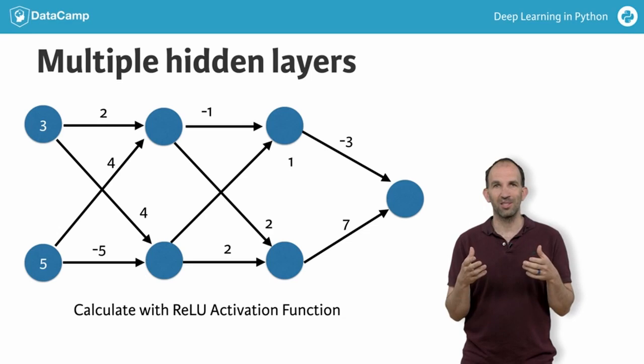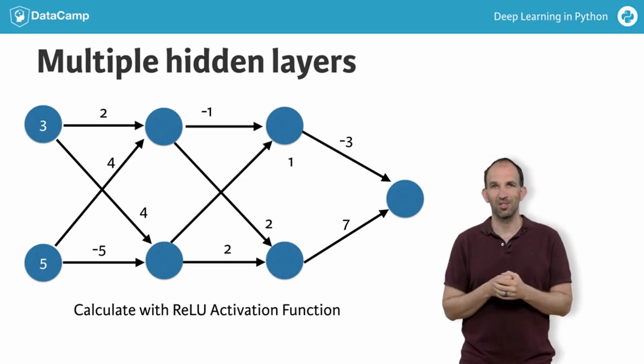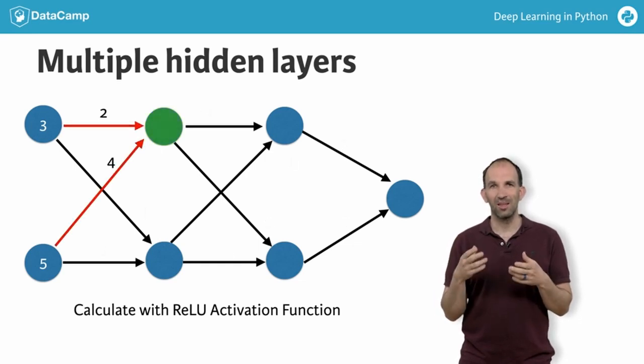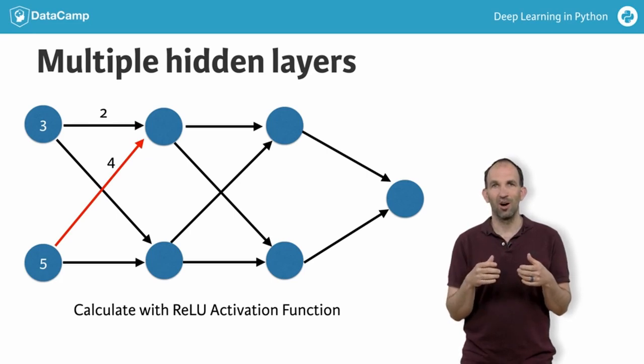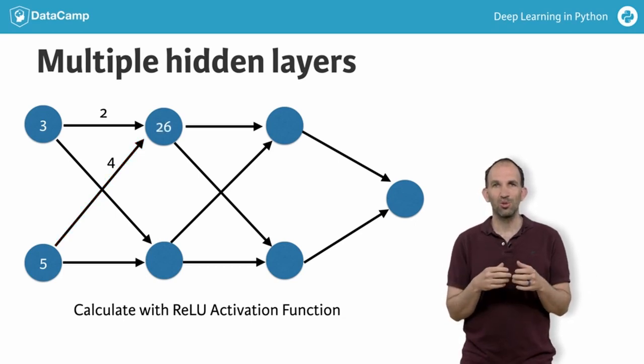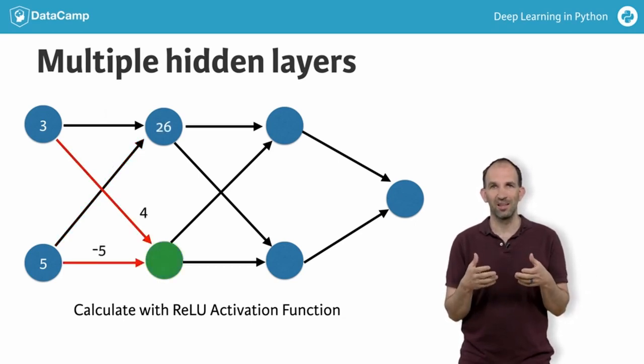Assume all layers here use the ReLU activation function. We start by filling in the top node of the first hidden layer. That will use these two weights. The top weight contributes 3 times 2, or 6. The bottom weight contributes 20. The ReLU activation function on a positive number just returns that number. So we get 26.